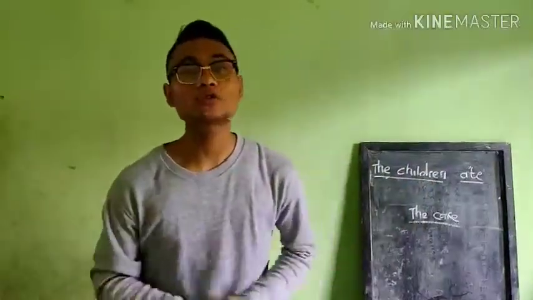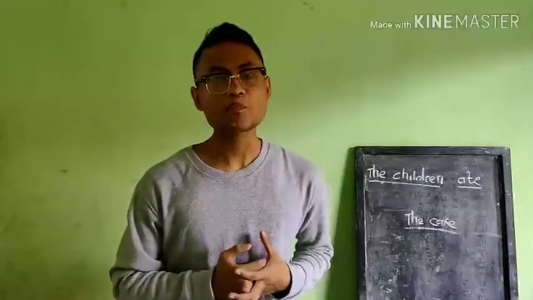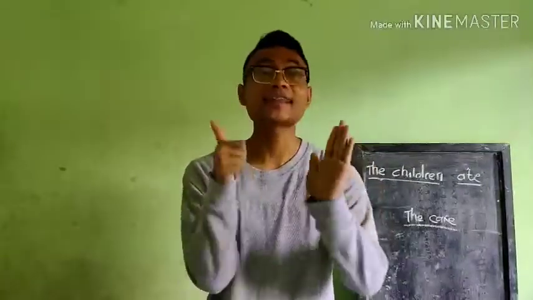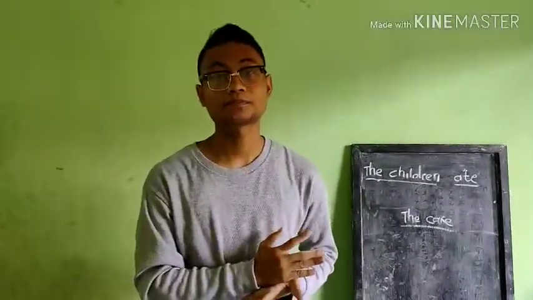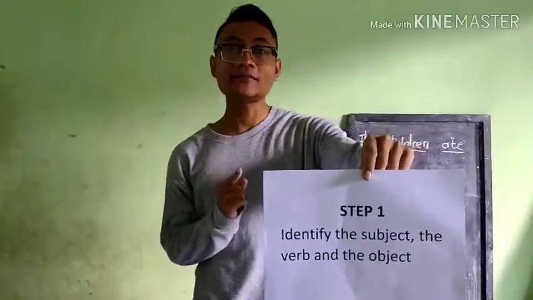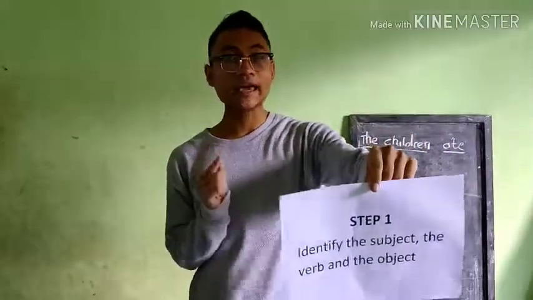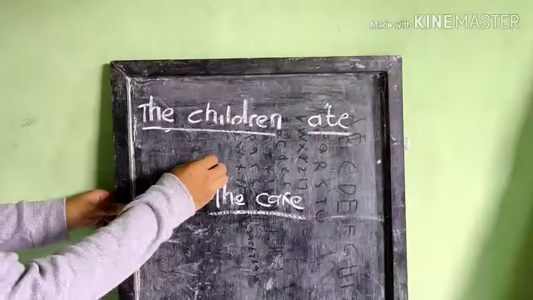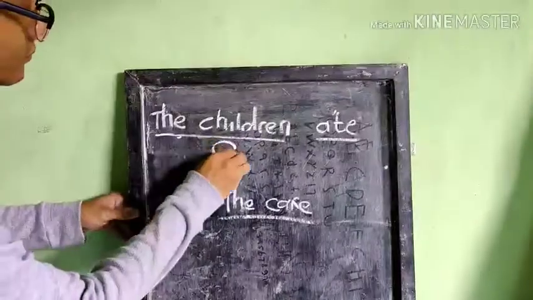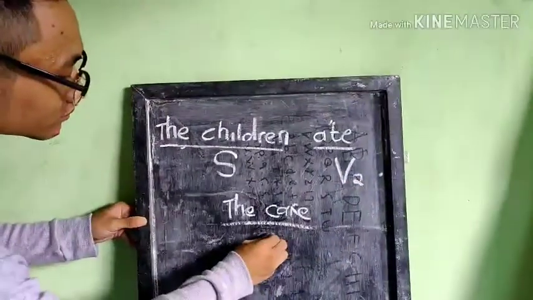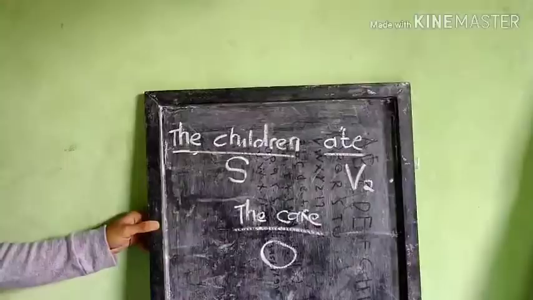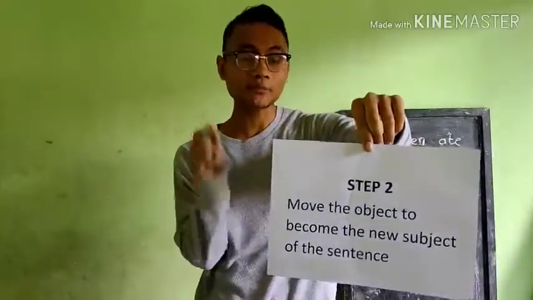To make it easy, here I want to guide you on how to make a passive voice. There are six steps to turn an active sentence into a passive sentence. Step 1. Identify the subject, the verb, and the object. Step 2. Move the object to become the new subject of the sentence.